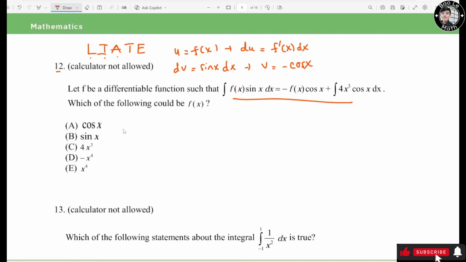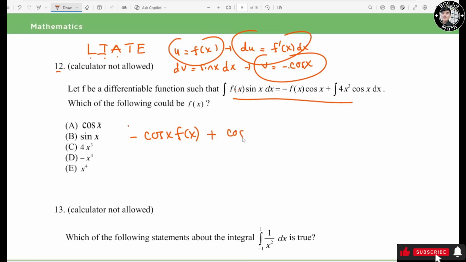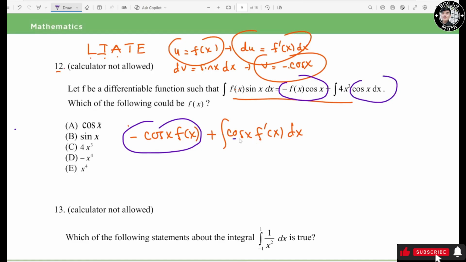So it's going to be this guy times this guy, so negative cosine s times f of s, minus v du, this guy times this guy. So you have plus cosine s f prime of s ds. The first guy right here and this guy right here are the same, right? Now this guy right here, we have cosine s ds, it could be right here.